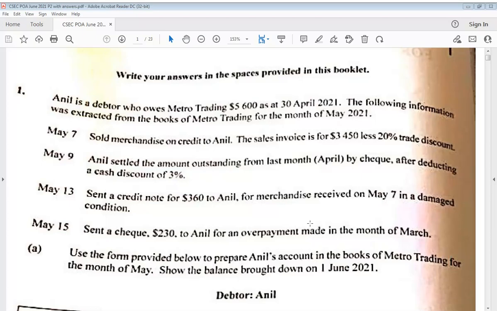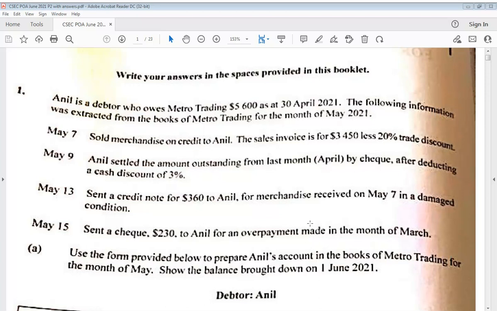Now, this $168 would represent discount allowed, and so this would be on the credit side in his debtors account. And what would be in bank, we would subtract that 168 from the 5,600, and we would get 5,432, and that would be on the credit side of Anil's debtors account.